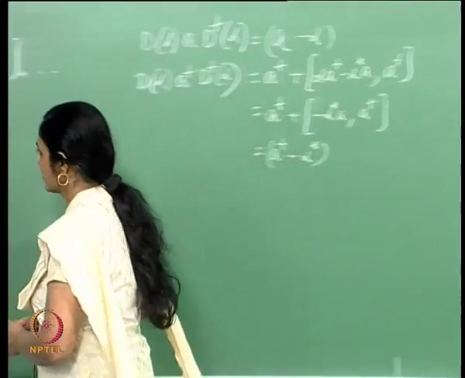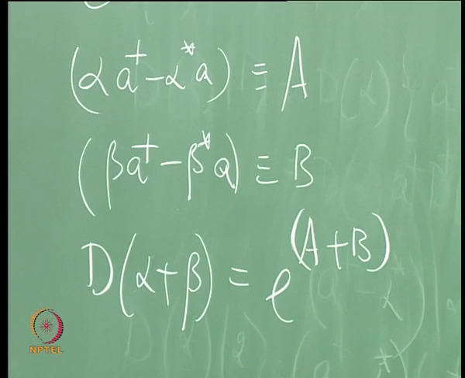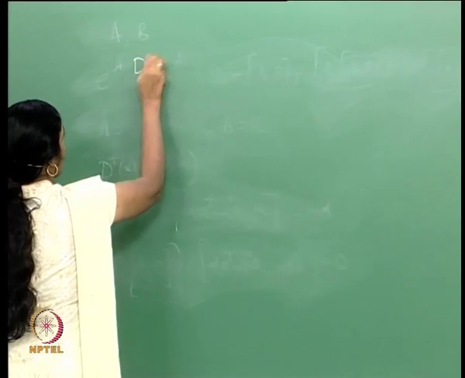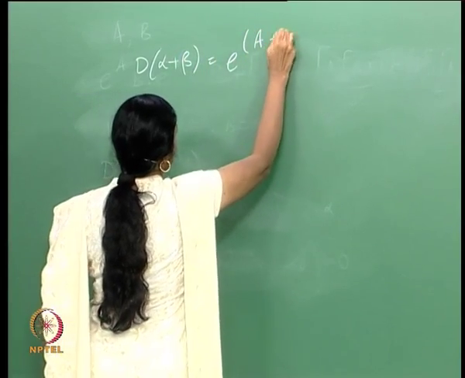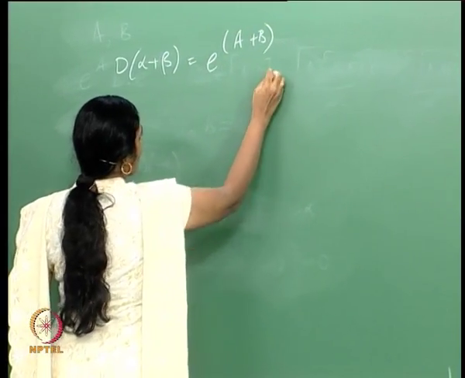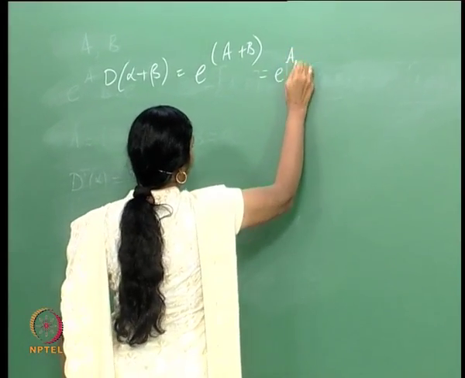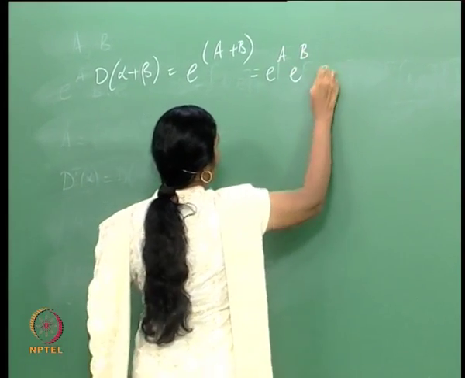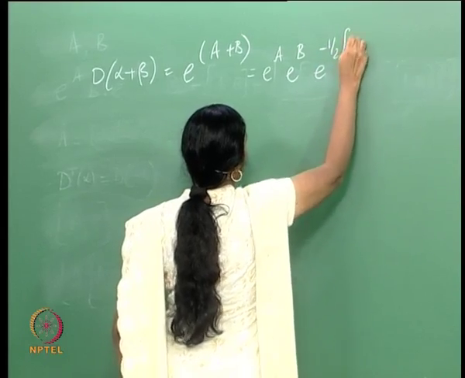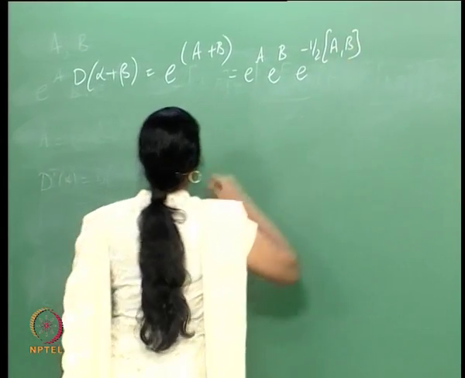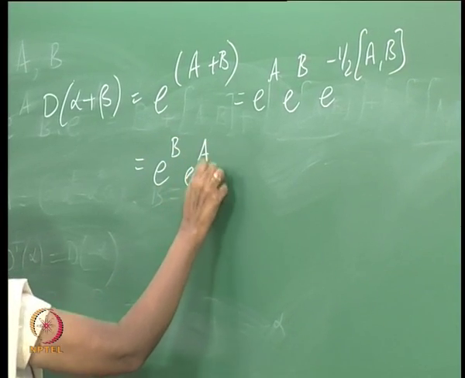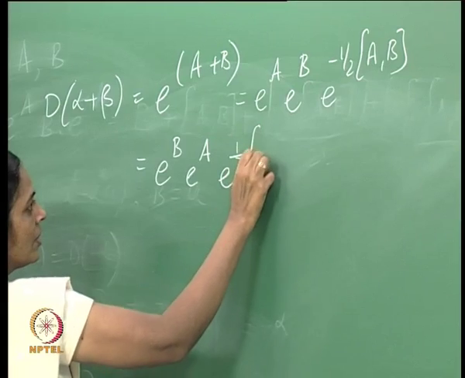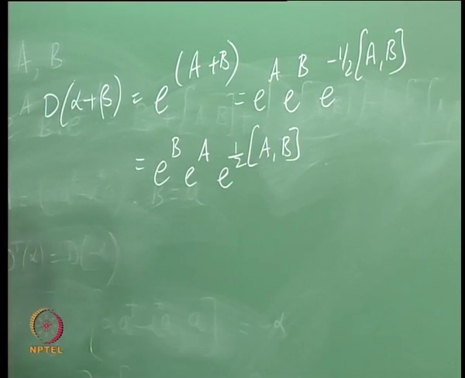I can write D of alpha plus beta in the following manner. D of alpha plus beta is e to the A plus B, and that is the same as e to the A, e to the B, e to the minus half commutator of A with B. But it is also the same as e to the B, e to the A, e to the plus half commutator of A with B.